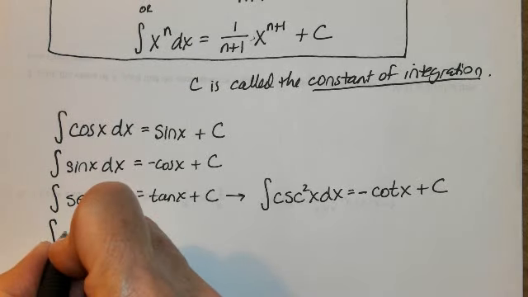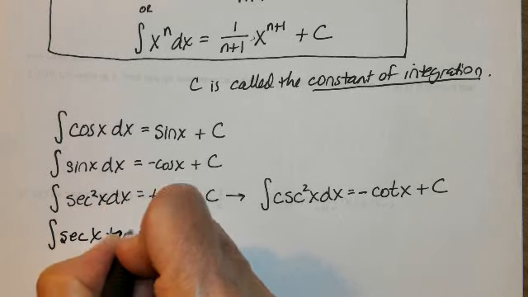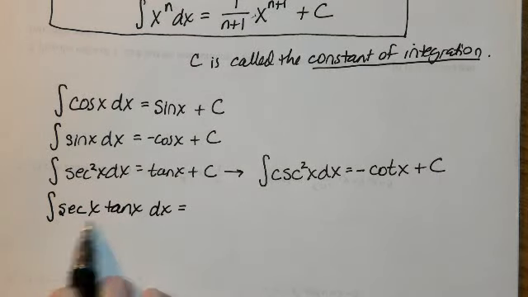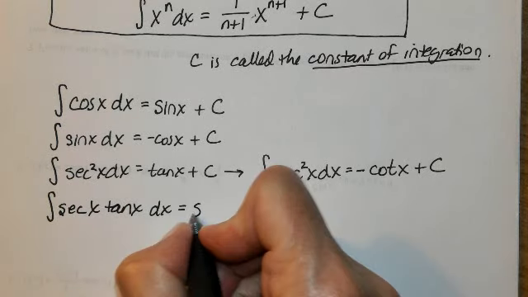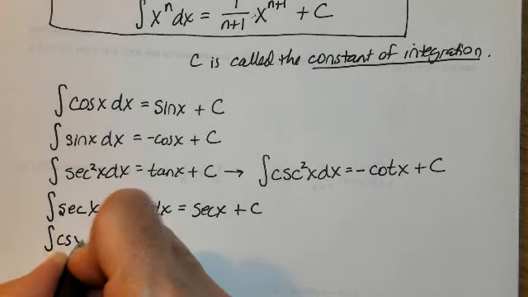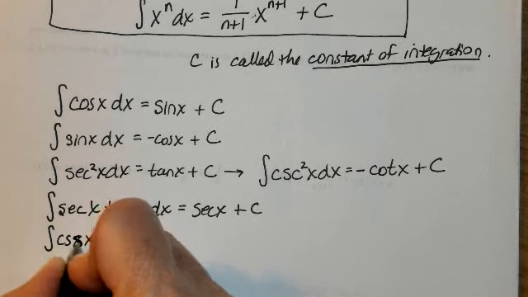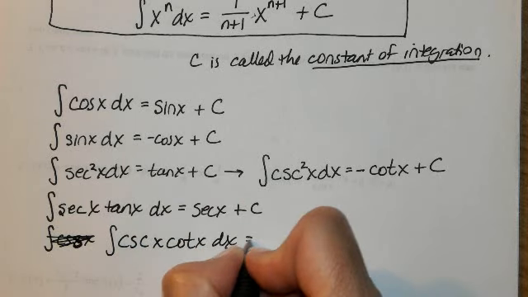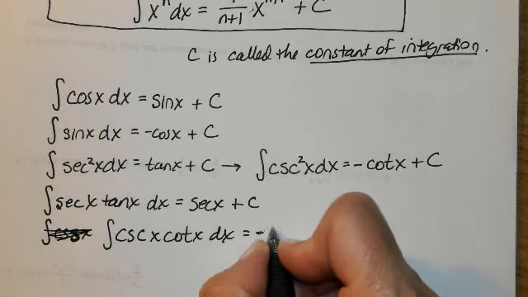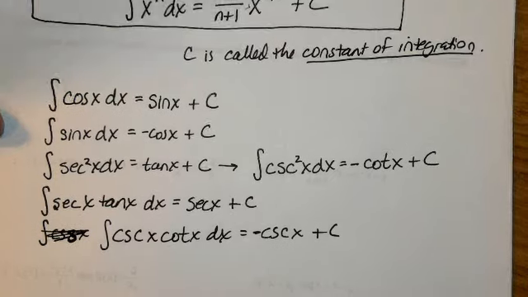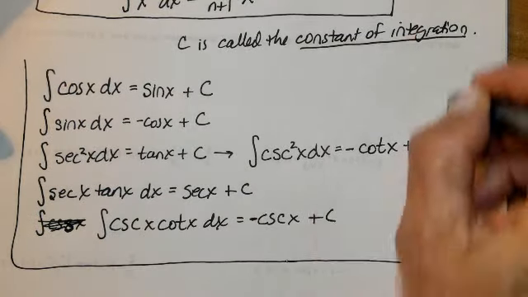The last one that we need to put a little thought into is secant x tangent x. So, what function's derivative is secant x tangent x? That is secant x plus c. And then what function's derivative is cosecant x cotangent x dx? That would be negative cosecant x plus c. So you need to know these.